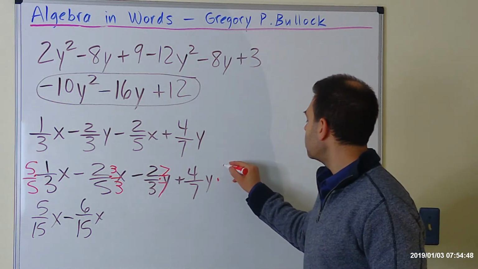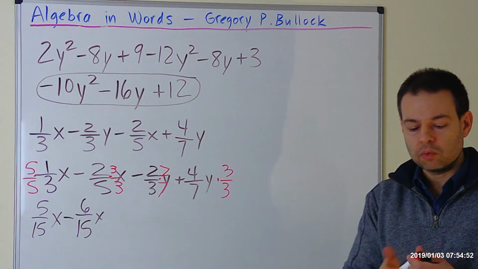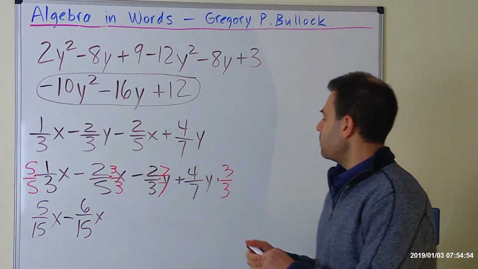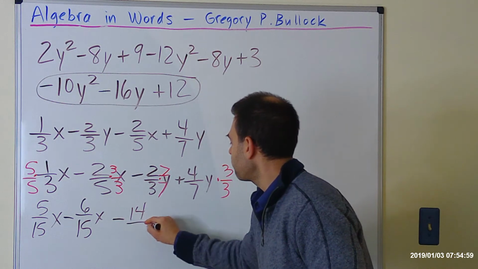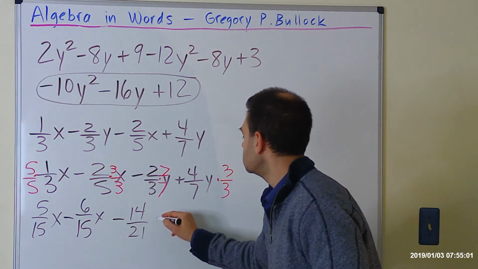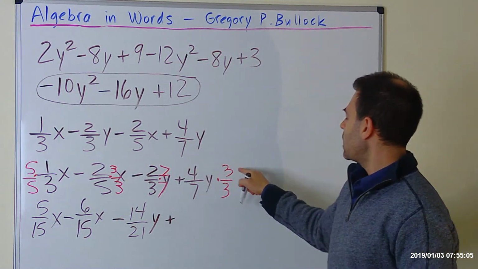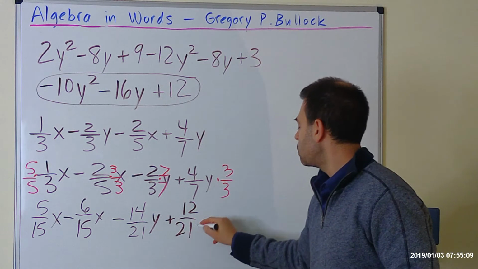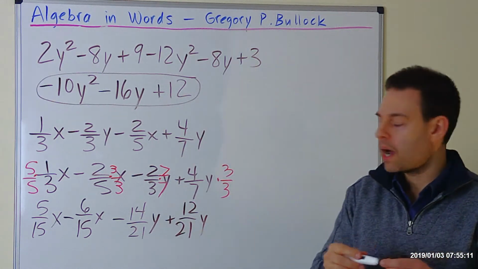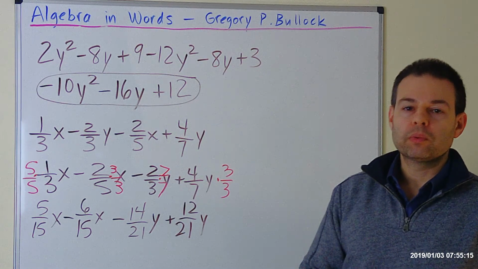Multiply the top and bottom of this one by 3, and I'll write what they equal below. 2 times 7 is 14. Keep the sign, and it's over 21. Keep the variable y, and then 4 times 3 is 12, and over, again, 21. Keep the variable y.